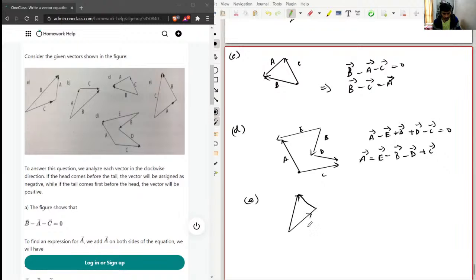And this one is A, C, B. Let's start from this point. So C is positive, then B is negative, then A is negative. I'll take A on this side, so that I'll get equal to A vector.